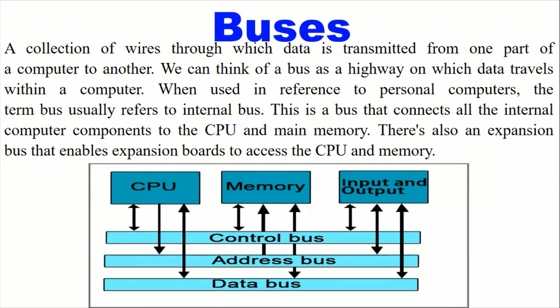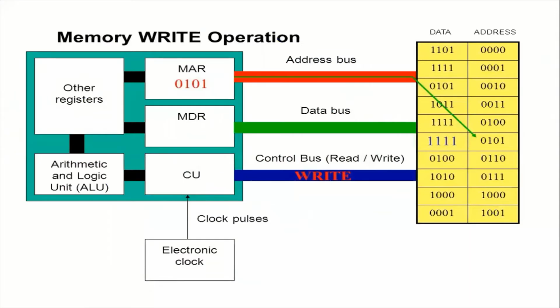So let's see the different types of buses. Before that, we can see another diagram on your screen. In that diagram, there is a memory portion, and we can see there are different registers, ALU, control unit, and data is stored in memory. And we can see data has a different address.